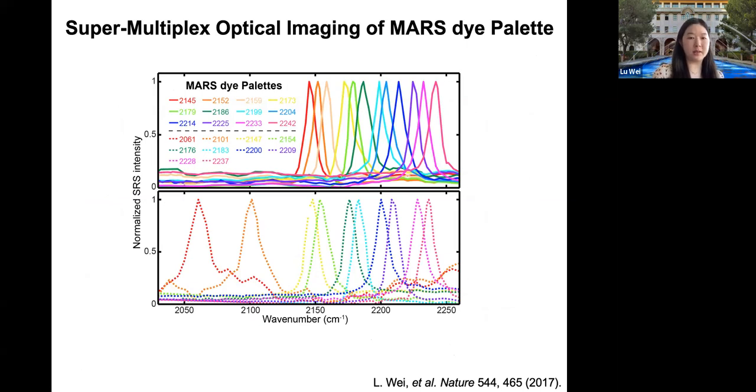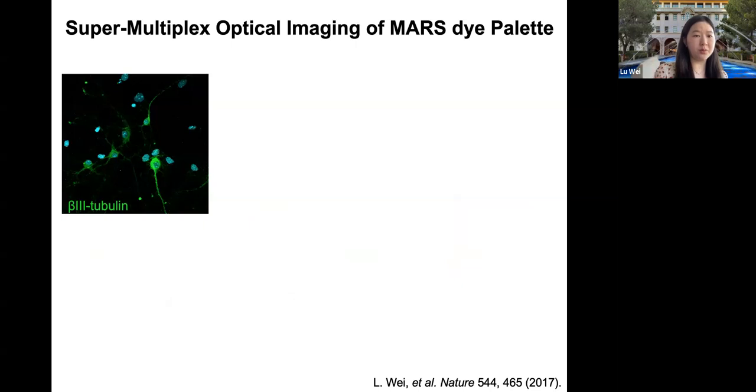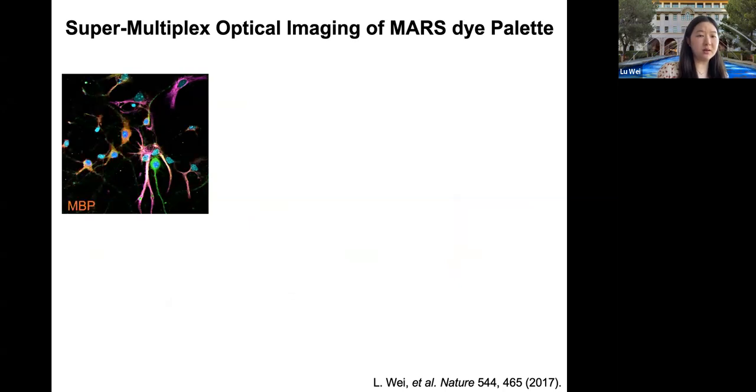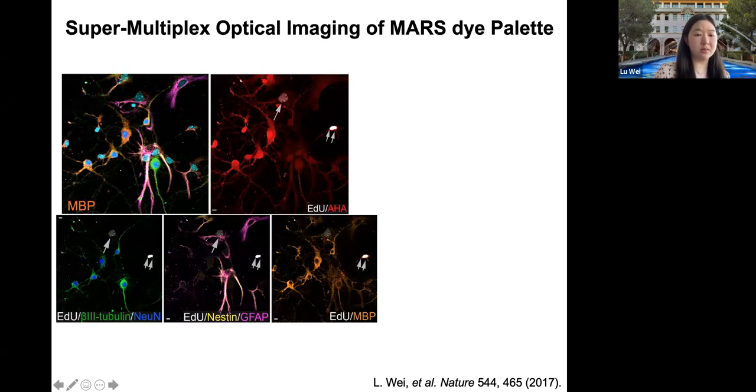for highly multiplexed imaging. So this is one application for neuron co-cultures, where we can use the highly multiplexed pre-resonance Raman dyes to label cells: tubulin, mature neurons from NeuN, GFAP, and Nestin for the stem cells, and also MBP for oligodendrocytes. We can also couple this with additional Raman colors to assay the metabolic activity of newly synthesized DNA and proteins, leveraging this multi-channel protein imaging using antibody labeling.